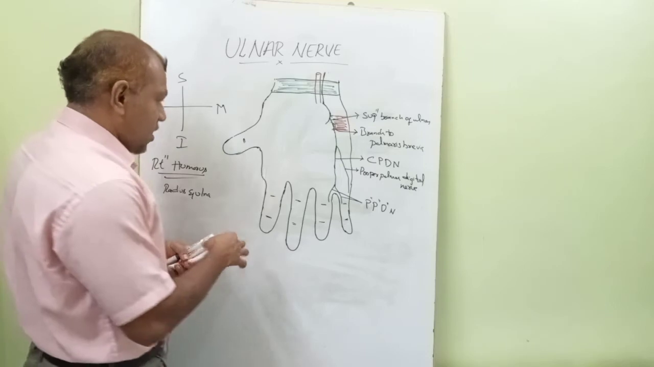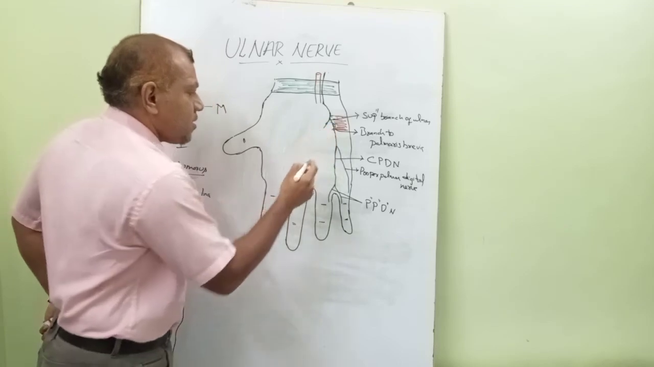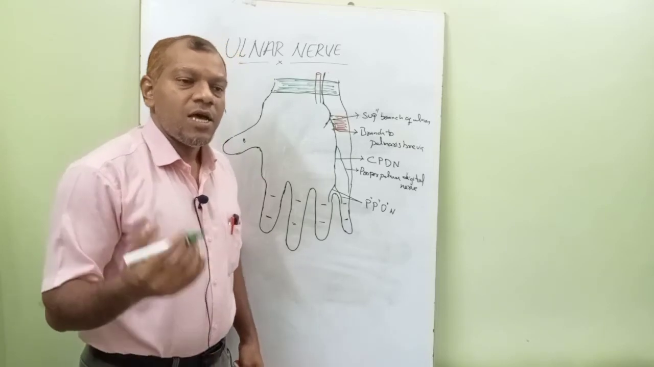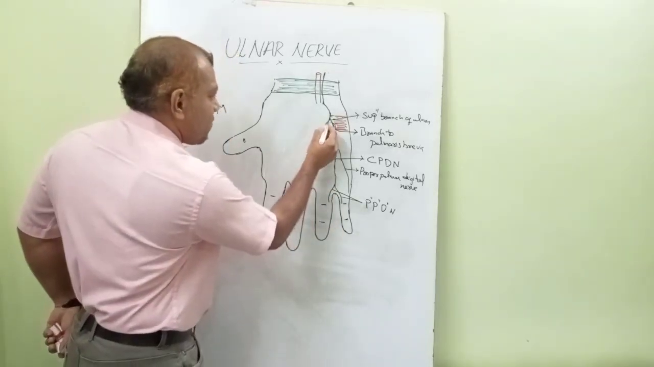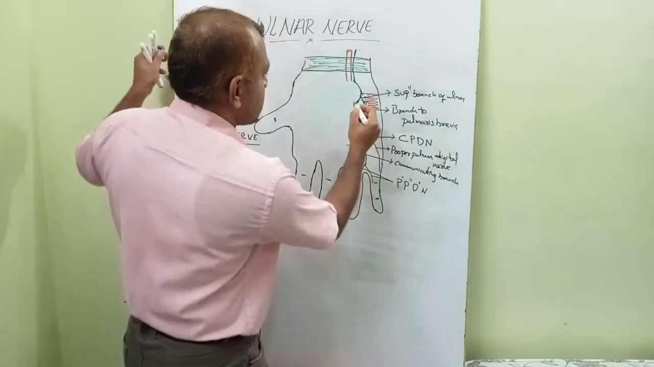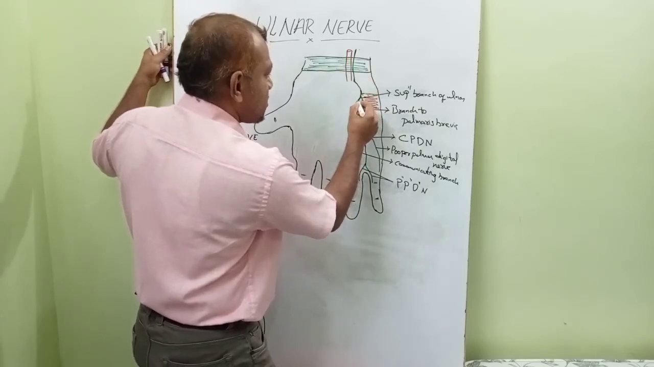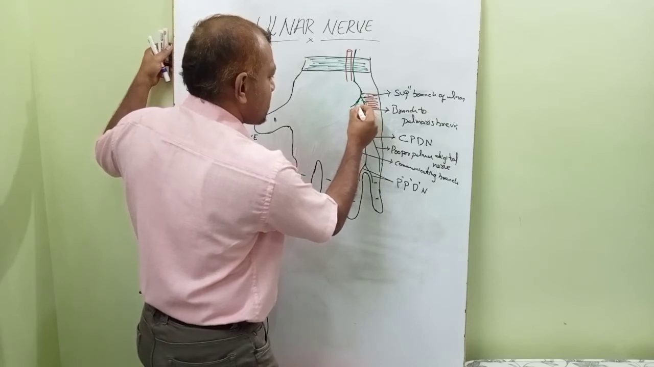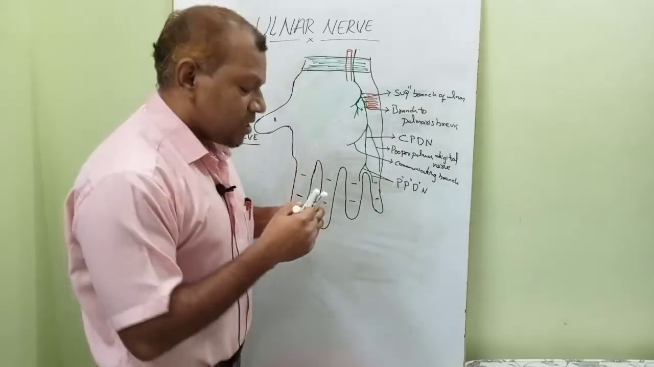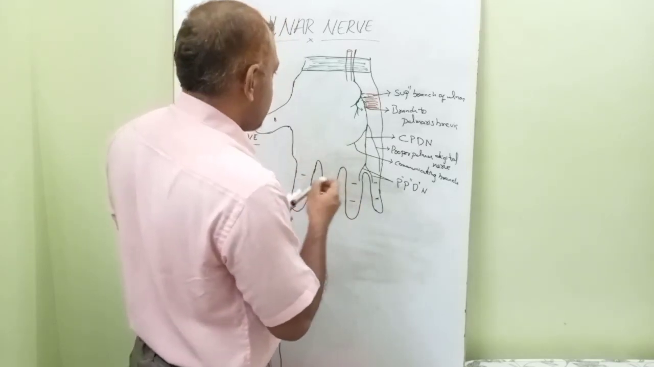So the deep branch is running deep to the flexor tendons. Deep to the flexor tendons means flexor digitorum superficialis and flexor digitorum profundus tendons. Now, what about the deep branch? The first deep branch, which is running laterally, before it runs completely laterally, is going to supply the hypothenar muscles. There are three hypothenar muscles: abductor digiti minimi, opponens digiti minimi, and flexor digiti minimi. Right down here, they are nothing but the hypothenar muscles.